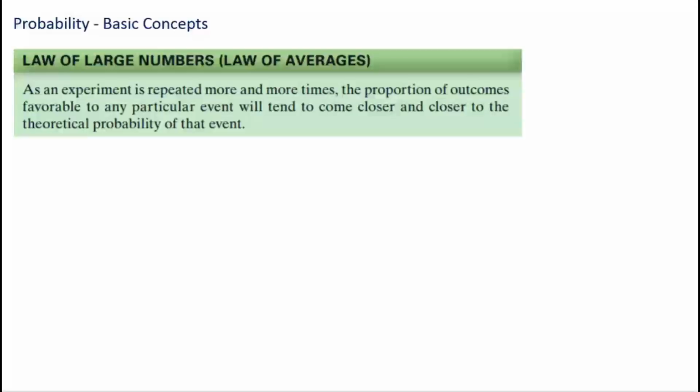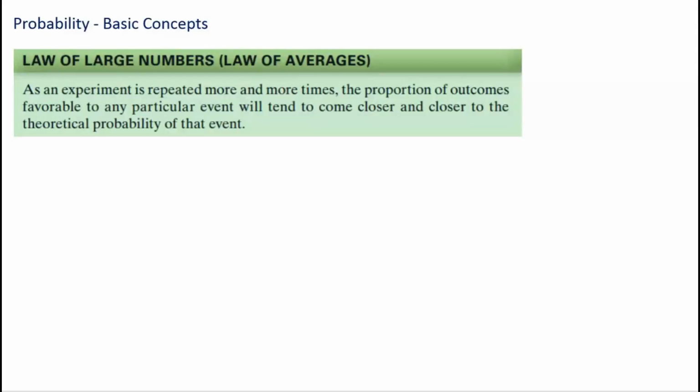And we have this thing called the law of large numbers, or law of averages. It says, as an experiment is repeated more and more times, the proportion of outcomes favorable to any particular event will tend to come closer and closer to the theoretical probability of that event. That's a whole lot of words. Basically what it says, you remember our cup experiment? When we tossed the solo cup in part 1 of the video, we did it 50 times. What if we did it 500 times instead?